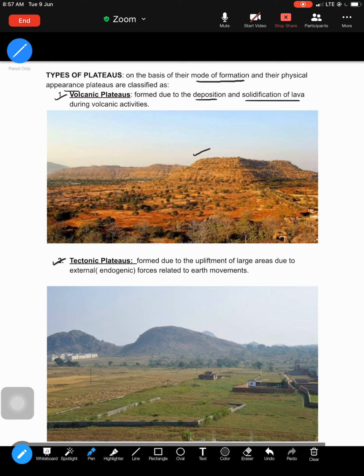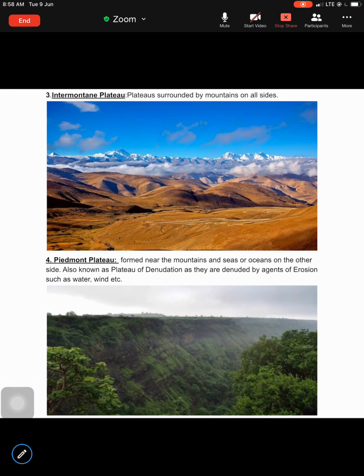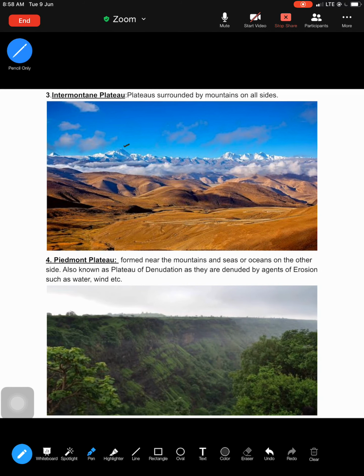Second was tectonic, because of the movement of plates, that is the endogenic forces, how the upliftment takes place over a larger area. This is a picture of the Chota Nagpur Plateau. Moving to the next, the intermontane plateau, surrounded by mountains on all sides. This is a picture of the Tibetan plateau. And the fourth was Piedmont, that is the foothill of the mountain with seas on the other side.